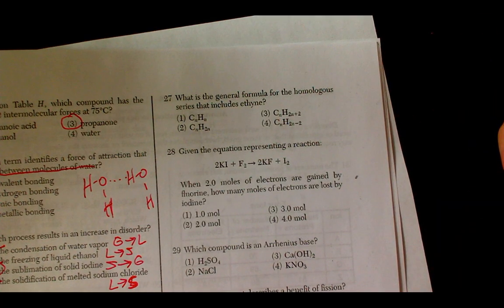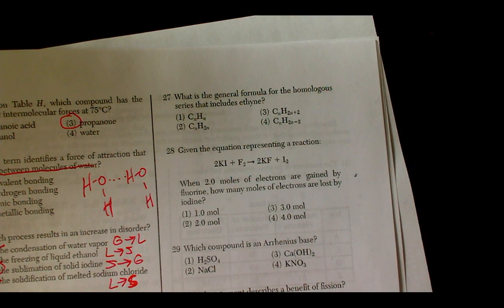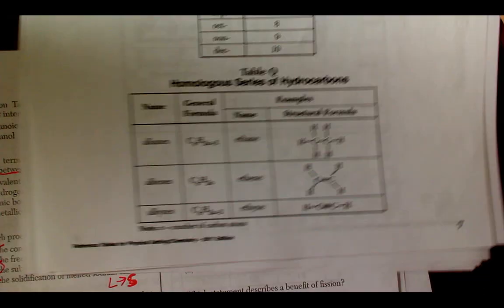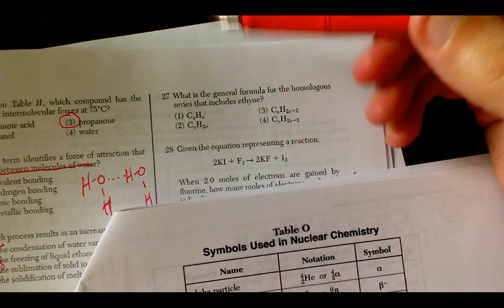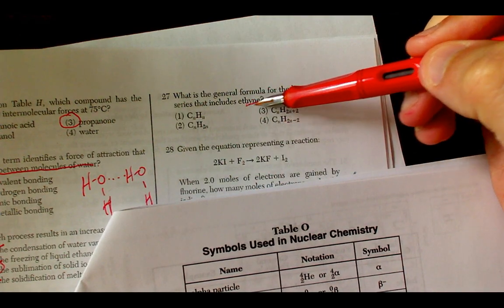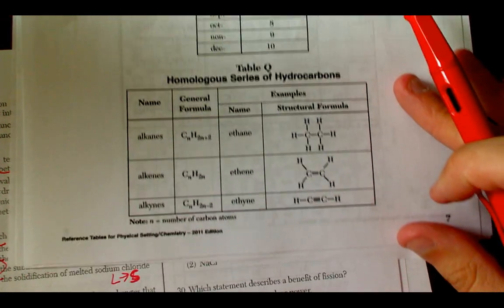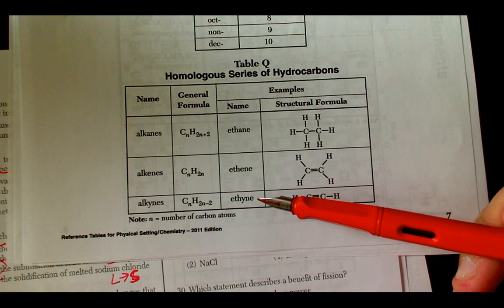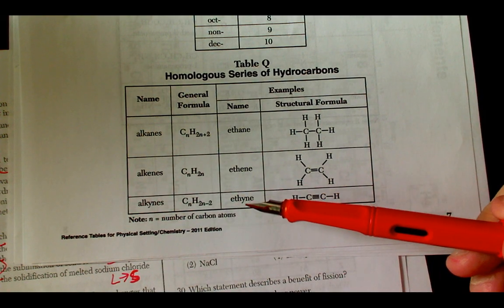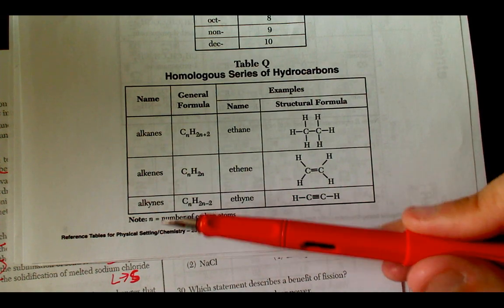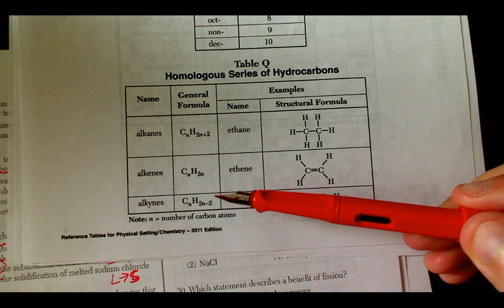27. What is the general formula for the homologous series that includes ethyne? Reference table question. We haven't had a lot of them. Homologous series and general formulas. That is on table Q. That is the organic homologous series chart. And it says the homologous series that includes ethyne. So you just notice that little "yne" at the end there. That's talking about these guys right here. And I mean, it actually says ethyne on the chart. You don't even have to figure out which is which. Ethyne right here, it's a Y-N-E ending. It's a triple bond. That's the alkynes. So this is the general formula right there.